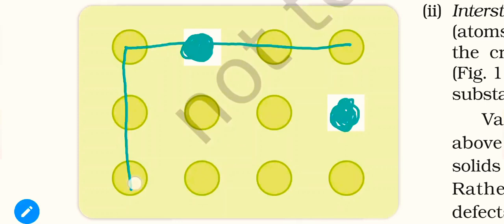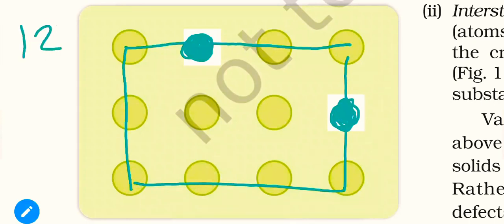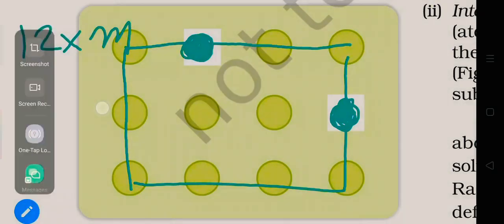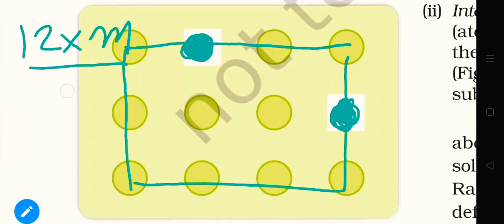These types of defects do not change the volume of the crystal, but they do change the mass of the crystal, because mass is due to constituent particles and the number of constituent particles is decreasing. Suppose you have a perfect crystal, then the number of particles will be 12, and the mass of one particle, let us assume, is m. The volume of the crystal, suppose it is a cube, is a cube. So the perfect crystal will have density equal to 12 into m divided by a cube.